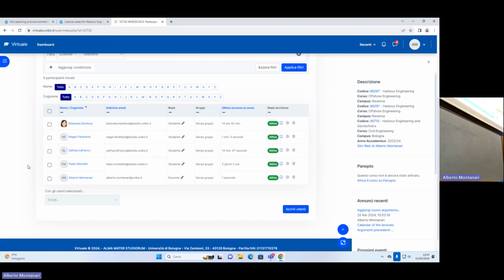Okay. And why? Because when I write on the forum, you receive an email with the message. So this is the most efficient way to communicate with you. For me, it's again the most efficient way to communicate with you. So please don't forget to subscribe to the course. It's open to any student at the University of Bologna. You don't need to have the course in your study plan. Therefore, subscribe, okay? And tell your colleagues to subscribe, if any.